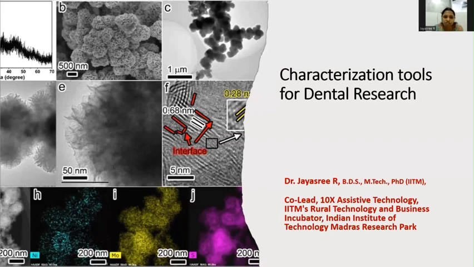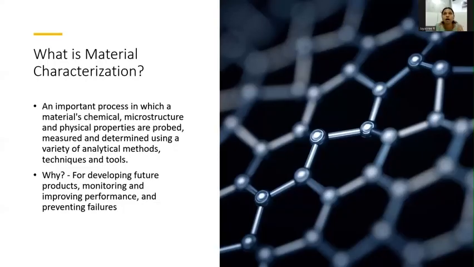Throughout my PhD, I was concentrating on developing new materials which are injectable and self-setting, which can be used for endodontic as well as periodontic applications. I have used various material characterization techniques in my research, and currently I am also helping my students and other students who are pursuing their UG and PG research in using these material characterizations. So I want to share my experience in my research with you all.